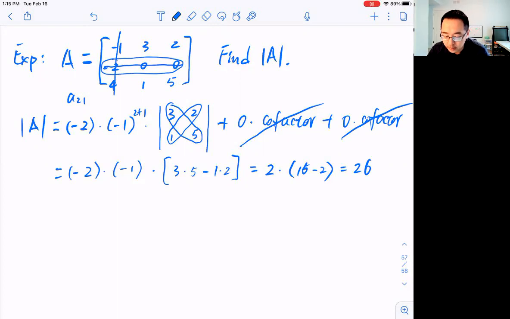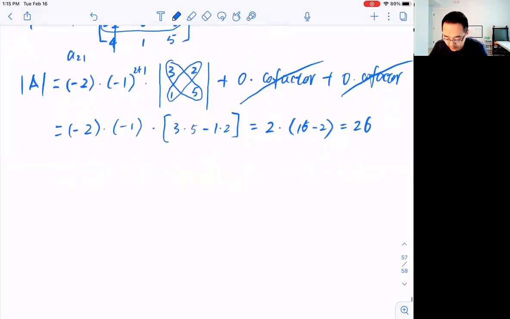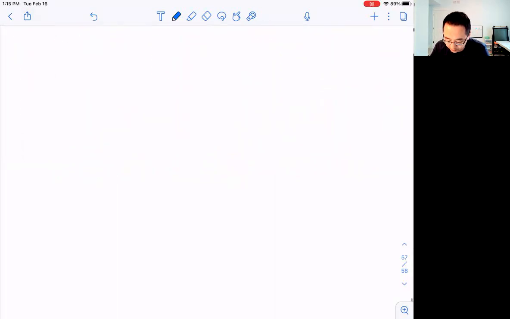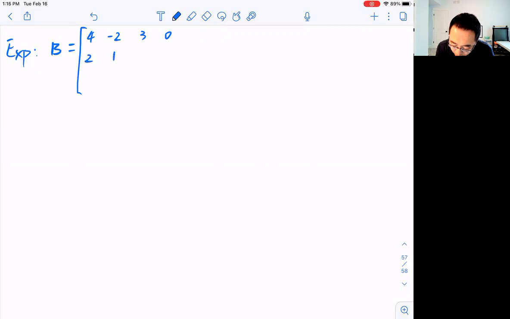Now, let's do a more sophisticated one to help you figure out how to do this, because 3 by 3s are still kind of easy. Let's do a 4 by 4. So let's say we have a matrix B that is a 4 by 4. It is 4, -2, 3, 0, and 2, 1, -1, 3, 3, 0, 1, 1, 2, -2, 0, 0.